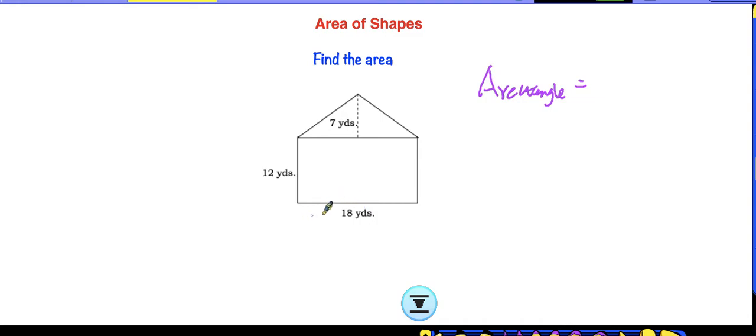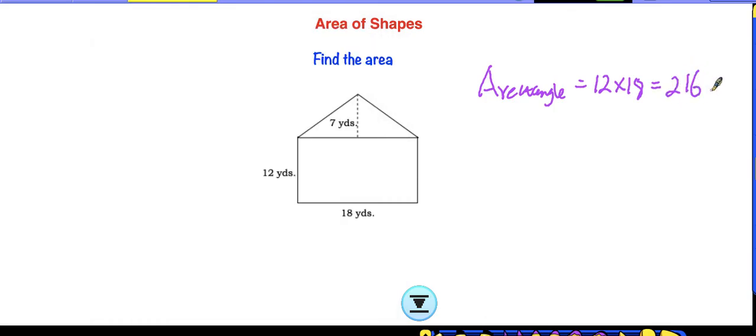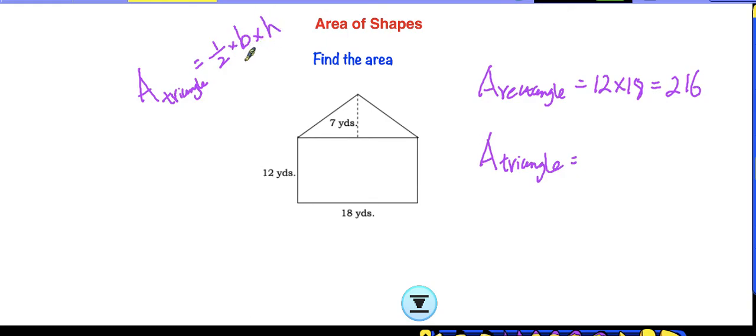So the rectangle is always length times width. You don't need to put a unit right now. You can put a unit later. So 12 times 18, which is 216, and the triangle. So the triangle is always half base times height. The lowercase b here actually stands for the bottom side, the length of the bottom side, and also the height.